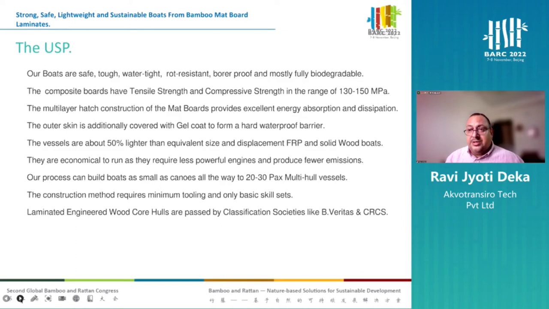And the construction system requires very minimal investment in tooling and a very basic skill set. Virtually any untrained labor, in a couple of months, can be taught how to build these boats. Another very important question which we are asked is, well, can they be classified? What about the classification? Such laminated engineered wood or plywood core boats are accepted by international classification societies, by Bureau Veritas or even the Chinese Register of Shipping.